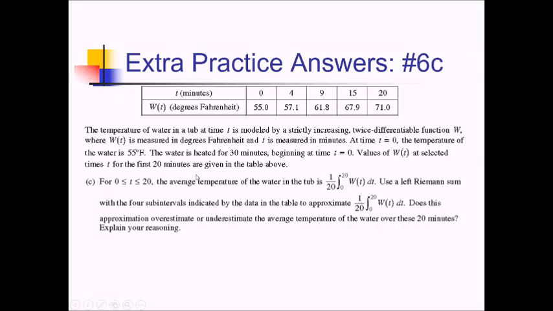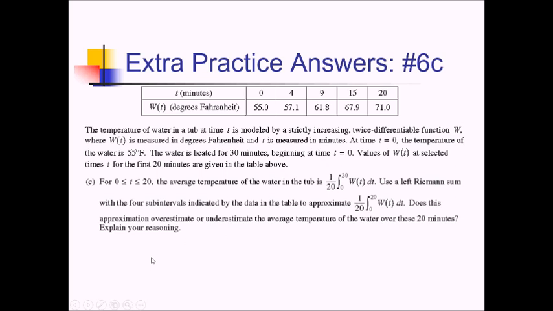For this problem part, we're told that for 0 to 20 minutes, the average temperature of the water is 1 over 20 times the integral from 0 to 20 of W of t dt. Now, we already could have known that ourselves using basic calculus, but they gave it to us, so that was nice. They want us to use a left Riemann sum with 4 subintervals indicated by our table to approximate this. And then they want to know if our approximation over- or underestimates the actual average temperature of the water over these 20 minutes. Okay, so let's actually find our approximation first.